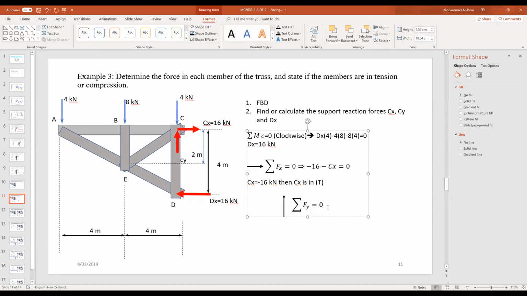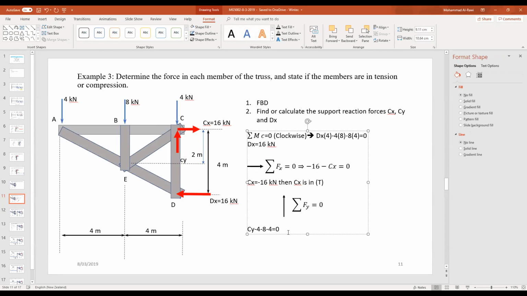And then we try to write the equation. So what do we have going upwards? We have Cy minus 4 minus 8 minus 4. Very easy. One force is going upwards, the red Cy, and all the blue forces going downwards. These are the only forces acting in the y direction. So Cy is positive, but these guys going downwards, therefore they are negative.